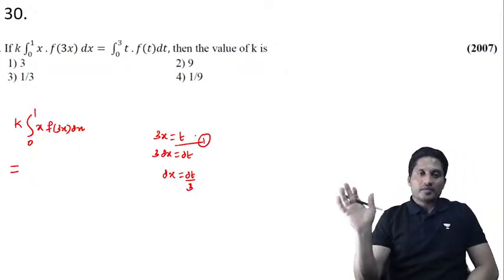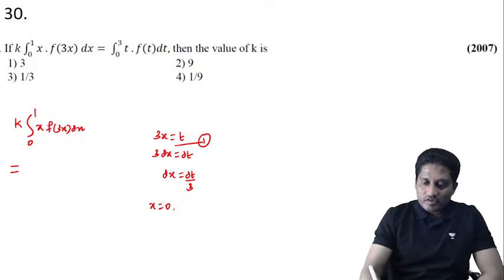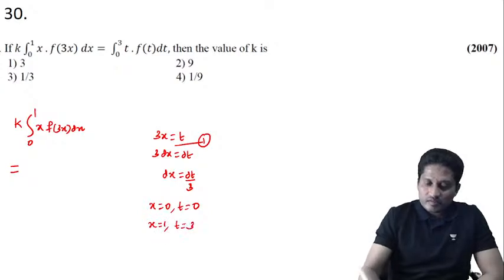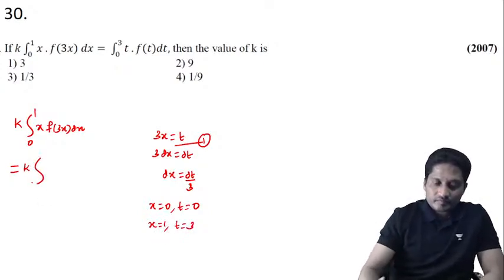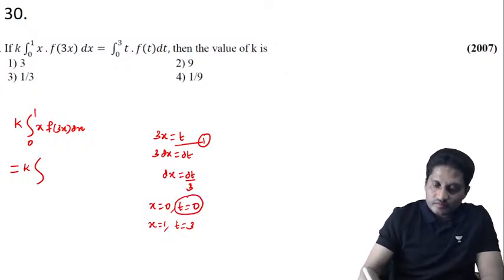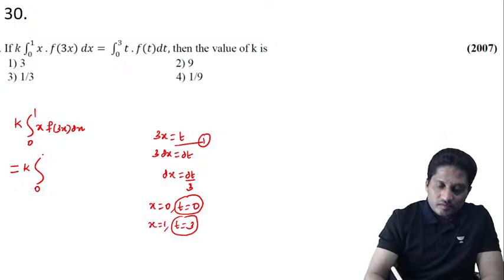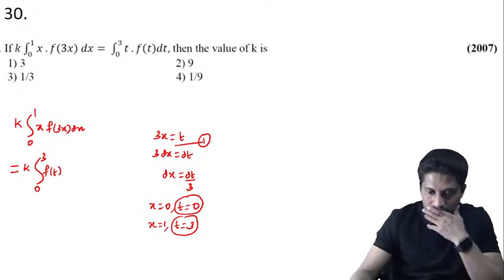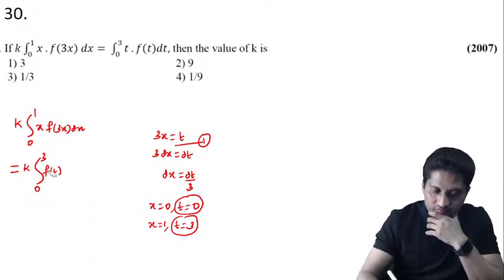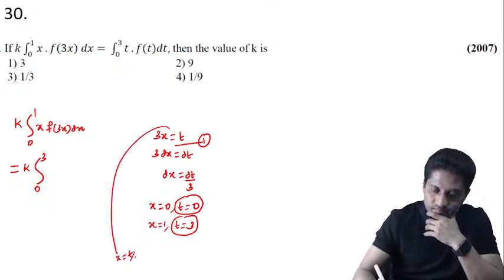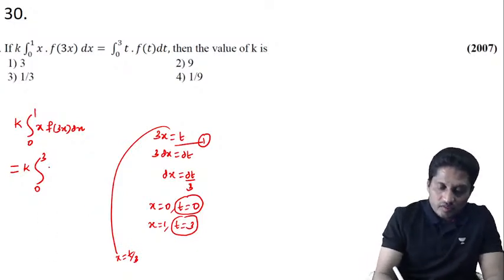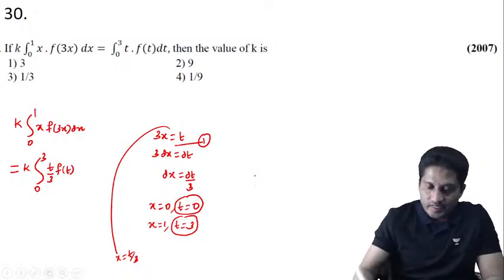When you change the variable, limit will also change. When x is equal to 0, t is equal to 0, right? And when x is equal to 1, t is equal to 3. This new limit becomes 0 to 3, this is f of t. Okay, let me convert here itself. From this, x is equal to t by 3, right? And then this is equal to f of t. And dx is equal to dt by 3.